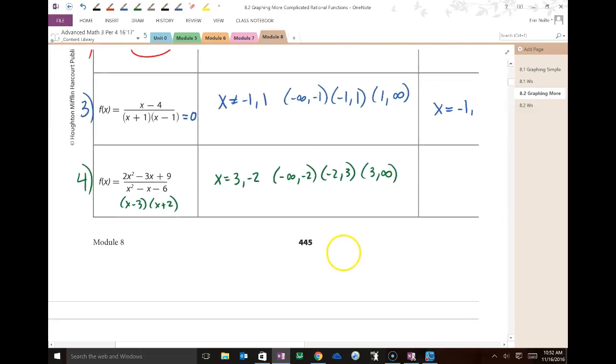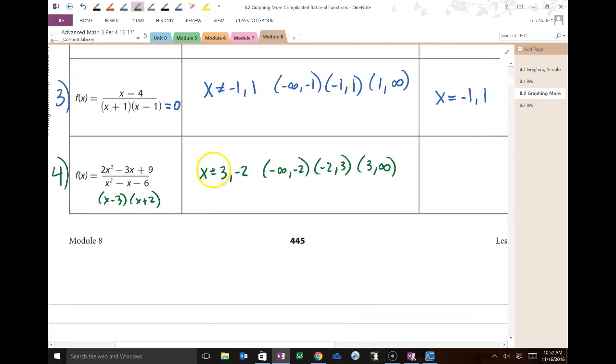No, that's supposed to be x, cannot. Oh, yes, you're right. Thank you. Good catch. So my vertical asymptotes are at 3 and negative 2.